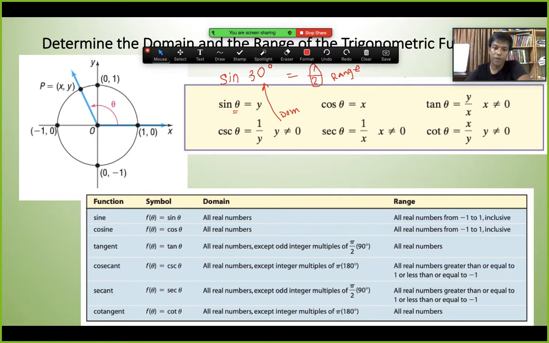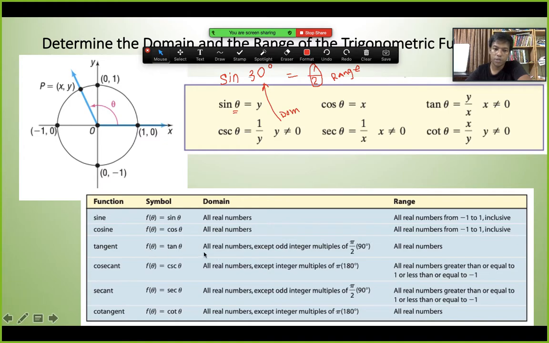What type of value we can put and what type of value we get as output is summarized here for different functions. Sine theta can take all real numbers. Input can be anything, and it will keep generating different answers. All the answers range from -1 to +1 inclusive. Cosine also can take anything, and it will give us -1 to +1 inclusive.